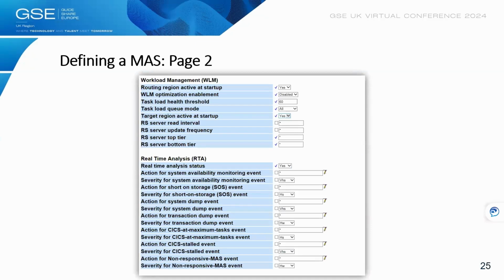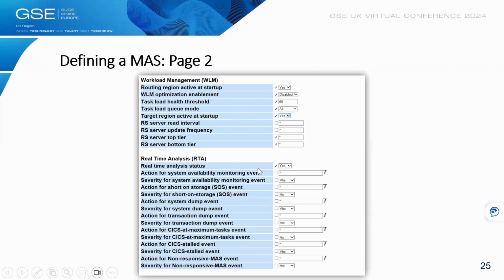Now, workload management, if you tend to use this as a routing region like a TOR, or it's an AOR that can do routing, specify routing region active at startup, yes, right? If it's also a target region, you can also use active target region at startup, yes. Now, there's some load health thresholds, queue thresholds. We'll look at some of that a little bit later on.